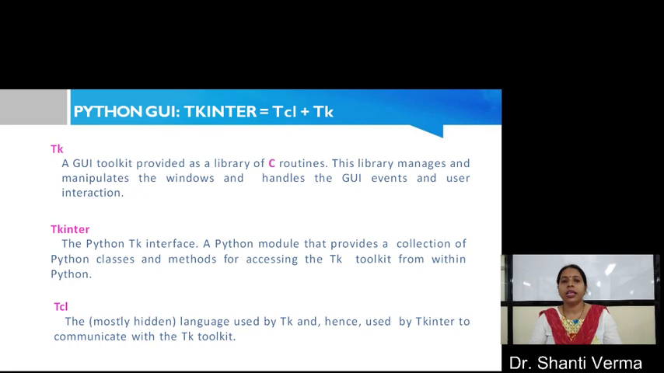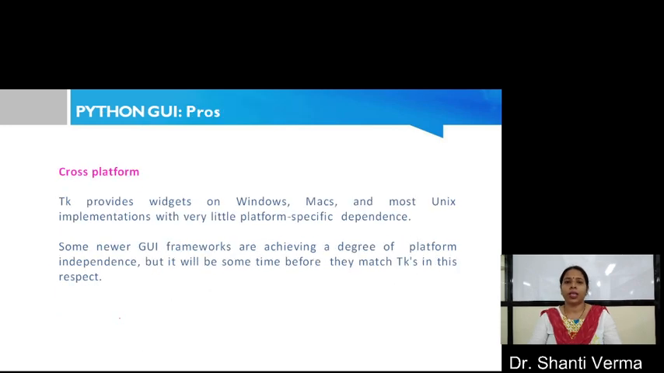Now let's discuss TK, Tkinter and TCL. TK is a GUI toolkit provided by routines of the C library. This library basically manages and manipulates the windows and handles the GUI events and other user interactions. While TCL is a mostly hidden language used by TK, and hence used by Tkinter to communicate with the toolkit. Tkinter is basically the Python TK interface, which provides a collection of Python classes and methods for accessing the toolkit from within Python.